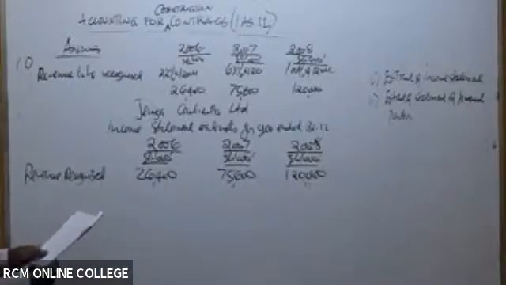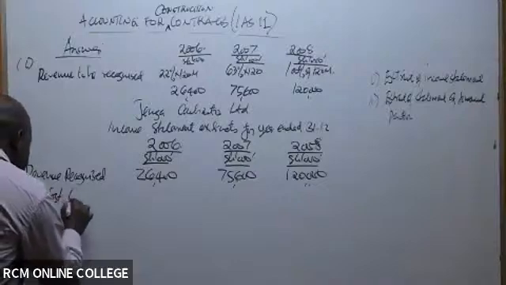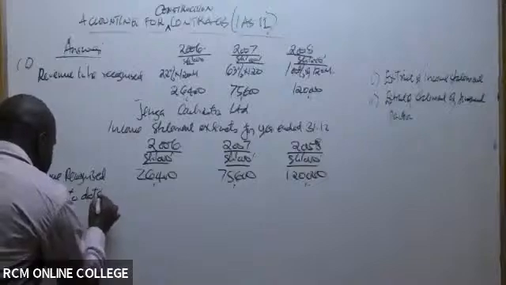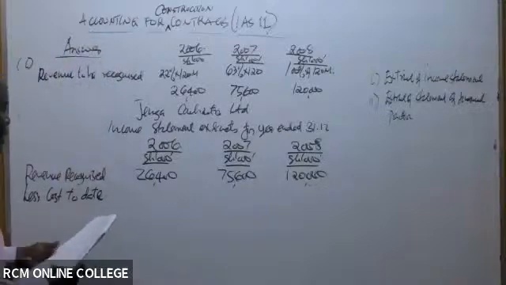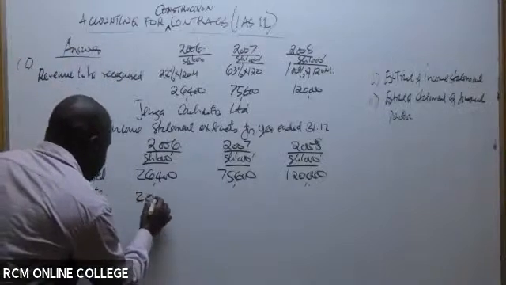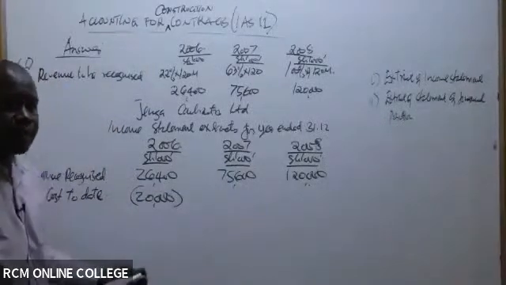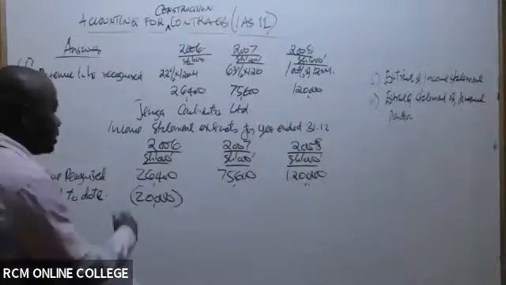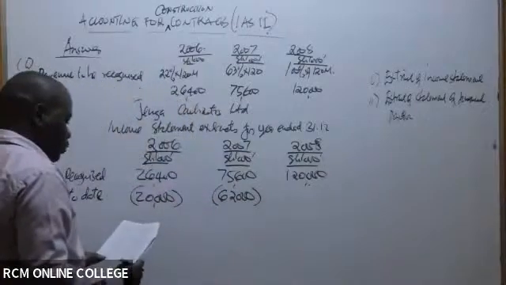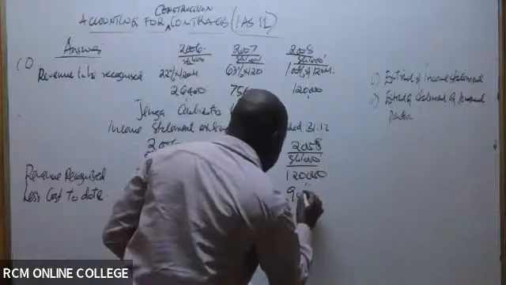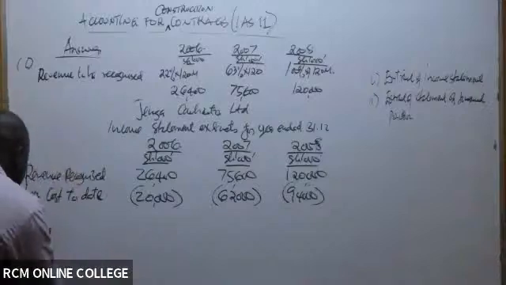Then tukasema you less the cost to date. Remember that format. Cost to date pia iko hapo kwa hiyo table iko hapo juu. In the first year ilikuwa 20 million. Alafu ingine ilikuwa 62. Then ya mwisho ilikuwa in this case 94. Ilikuwa 94, si ndio? So you less the cost to date so that you can be able to get the gross profit to date.